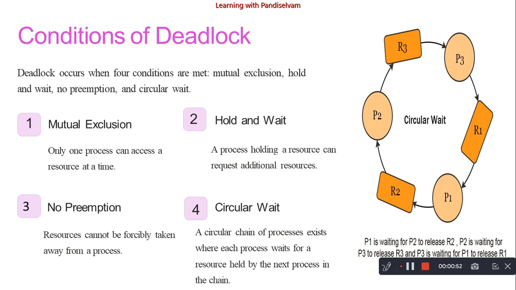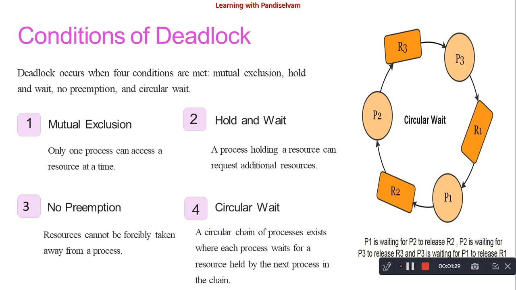These are all the necessary conditions for deadlock. Deadlock occurs when four conditions are met: mutual exclusion, hold and wait, no preemption, and circular wait. Mutual exclusion: only one process can access a resource at a time. No preemption: a resource cannot be forcefully taken away from the process. Hold and wait: a process holding resources can request additional resources which are used by another process. Circular wait: processes are waiting for resources in a circular manner.